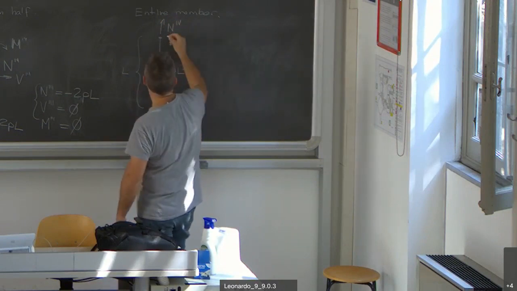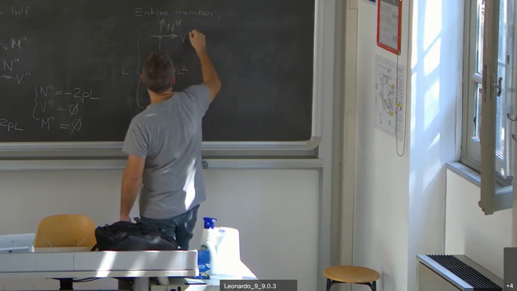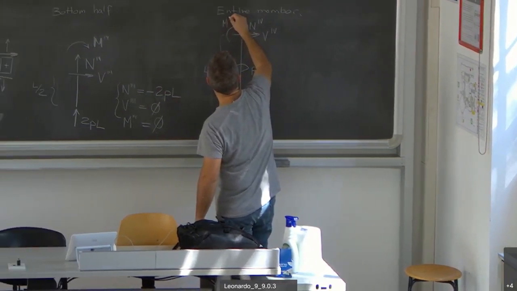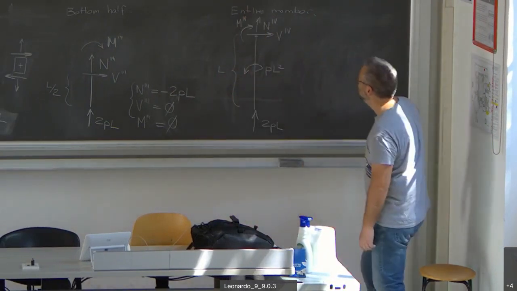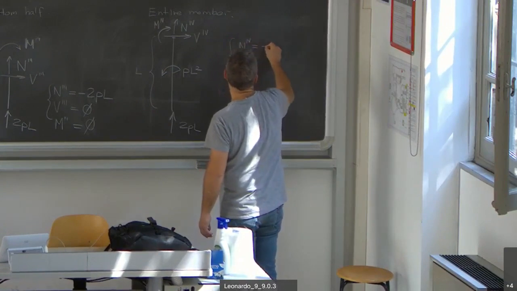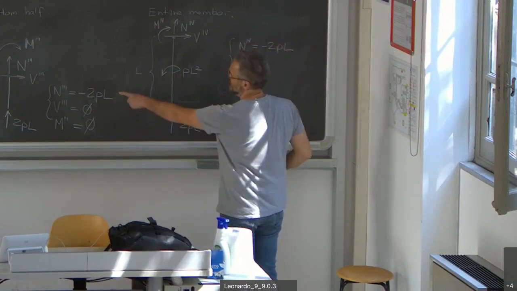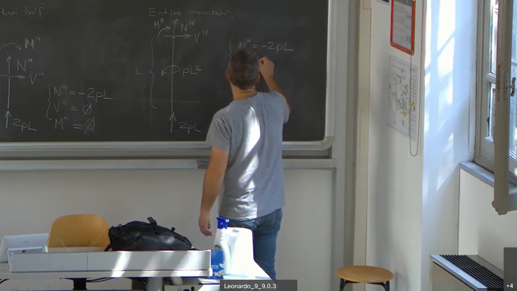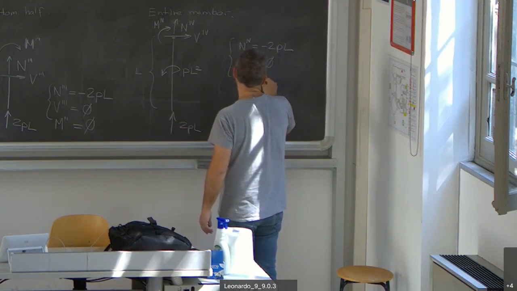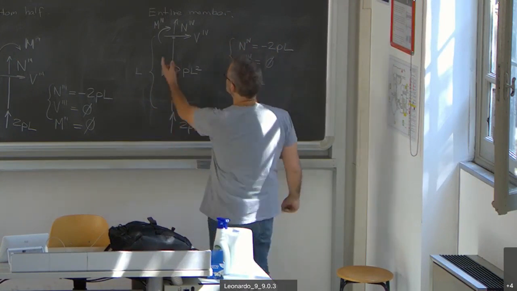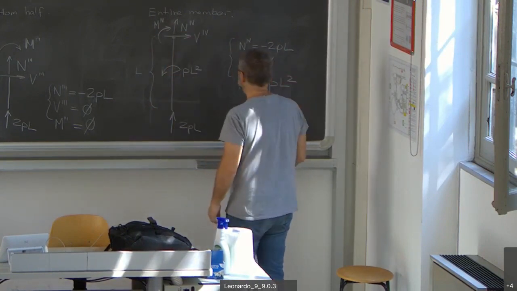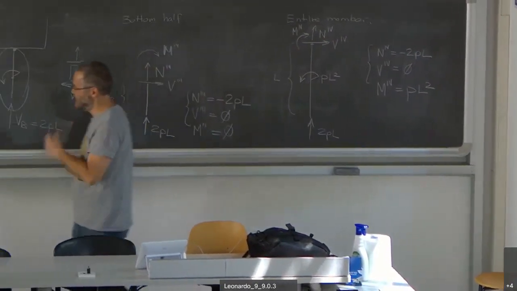N4, V4, M4. How do the equations look? N4 equal to minus 2PL. Same. V4 equal to 0. Same. M4 equal to, clockwise, counterclockwise, PL squared. Okay?